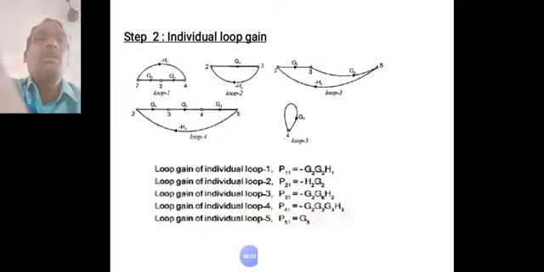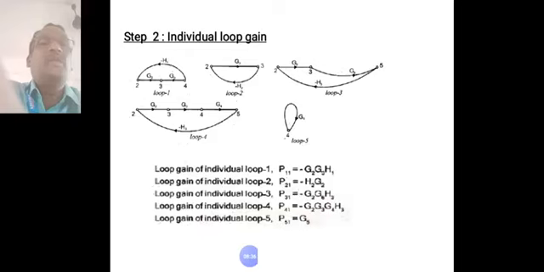Okay, so the fourth individual loop travels 2 to 3, 3 to 4, 4 to 5, and again it ends at node 2. Here its gain we take as P41, that is the product of G2, G3, G4 and the feedback, that is H3. So minus G2, G3, G4, H3.